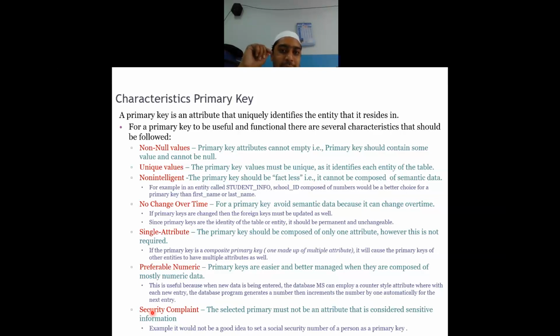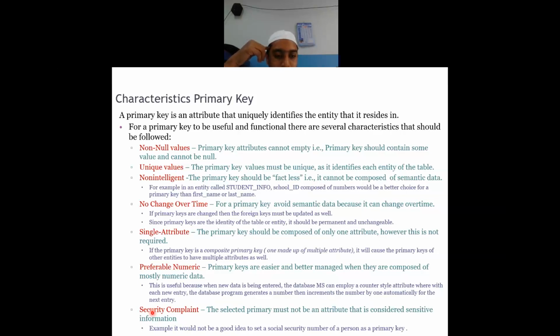Next one is single attribute. We should make sure that even if combinations are made, they are the minimum number of column combinations. The more the number of columns, the more the problem becomes in making use of it as a primary key. And the next one is preferably numeric.